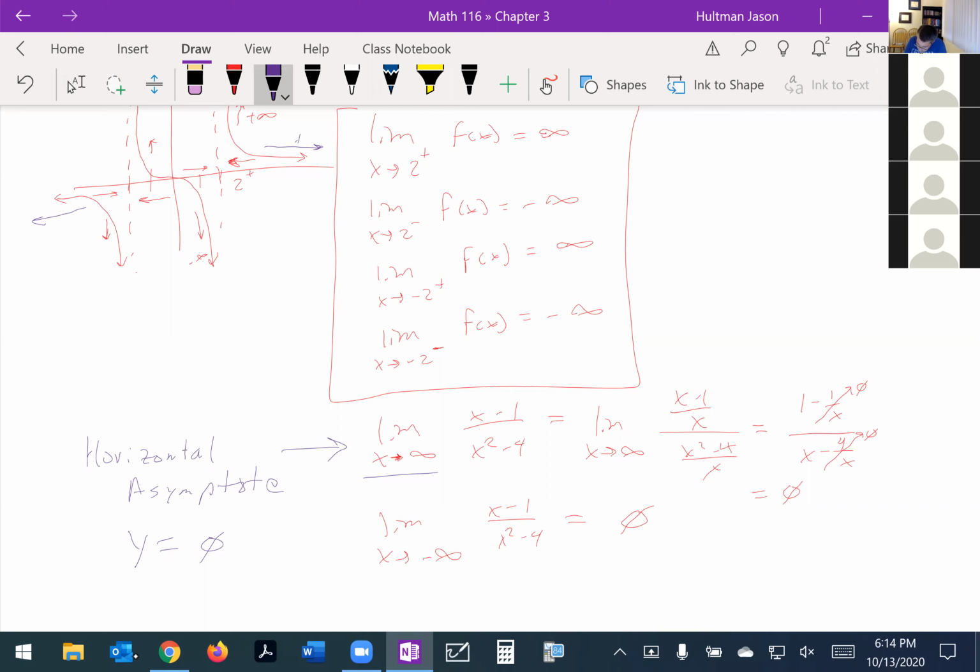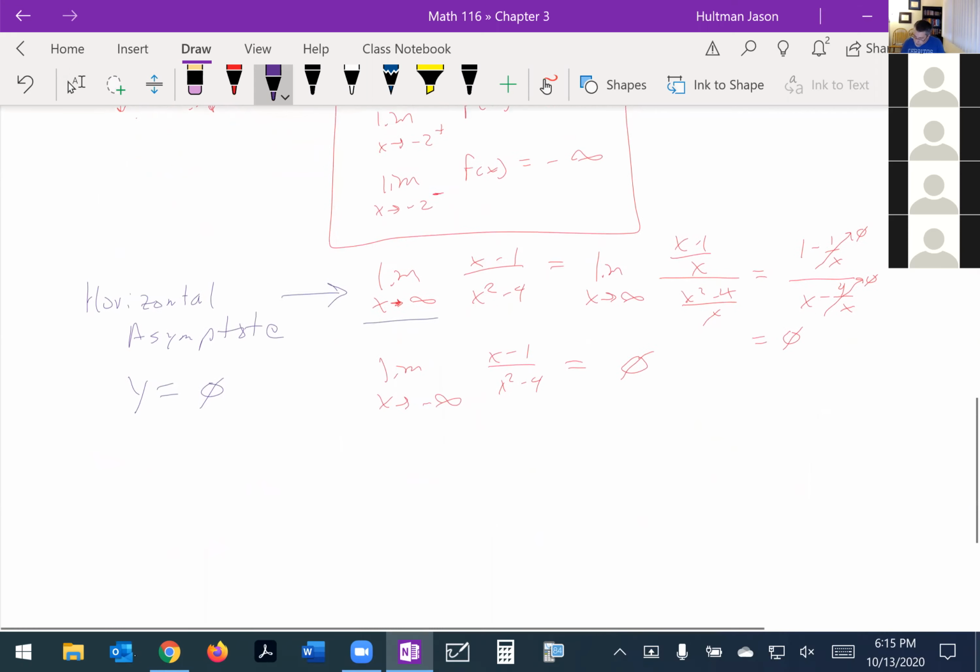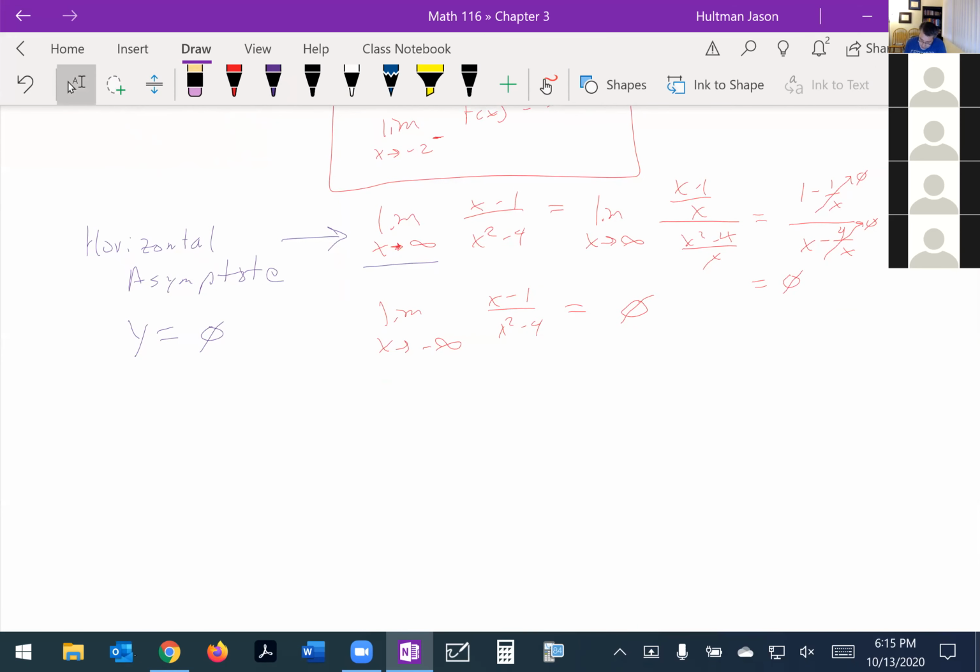As I go off to positive infinity in the x values and negative infinity in the x values, the y values are getting closer and closer to 0. The y values here get closer and closer to 0. They keep getting smaller and smaller and smaller. So let's do a formal definition of this.